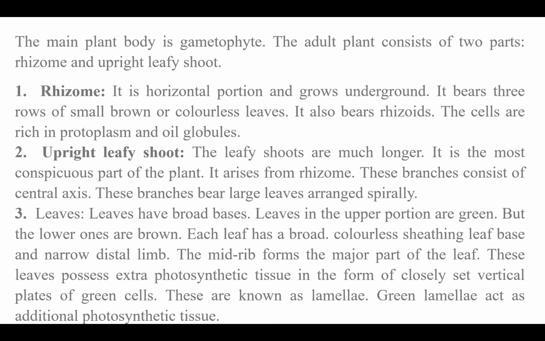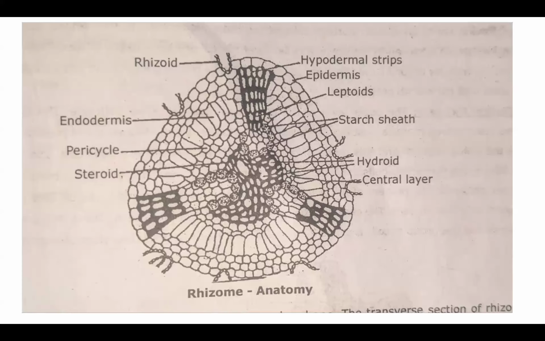The second part is the upright shoot, the stem part, with the leaves. We are studying the internal structure of the upright shoot, the central axis. Sorry, first we'll go to the rhizome anatomy, then we'll go to the stem anatomy. Rhizome anatomy is very, very important. The rhizome part is somewhat triangular in shape.